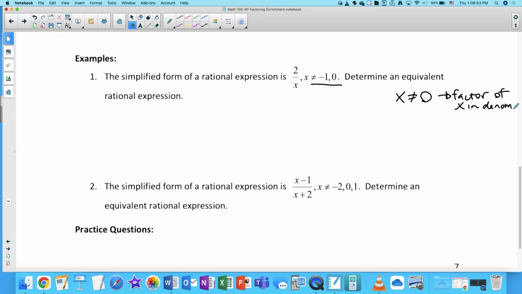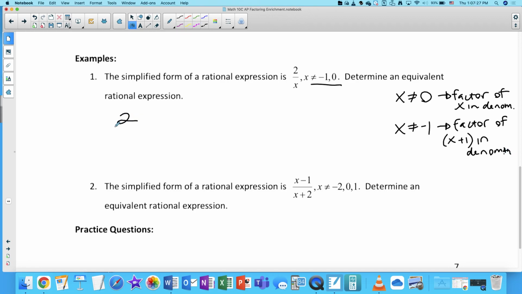Okay? If x cannot equal -1, what factor in the denominator would lead to a non-permissible value of x not equaling -1? Yeah. Not 1, almost. Yeah, x plus 1. You'd have to have a factor of x plus 1 in the denominator. I'm just going to abbreviate that. Okay? So let's take a look at this.